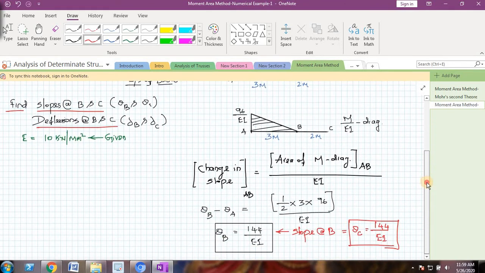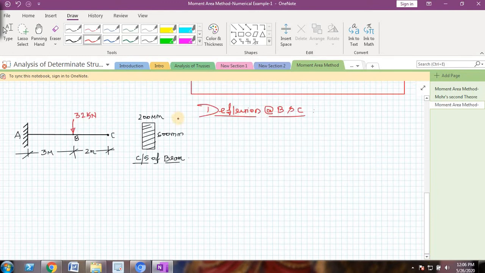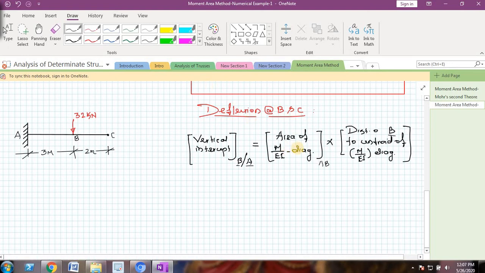In the similar way, let us find the deflections at B and C. Now we'll find out what is the deflection at B and C. So to find deflection at B and C, we have to use the Moore's second theorem. Let me just write the statement of Moore's second theorem in mathematical form. So this is the Moore's second theorem written in terms of the mathematical form.